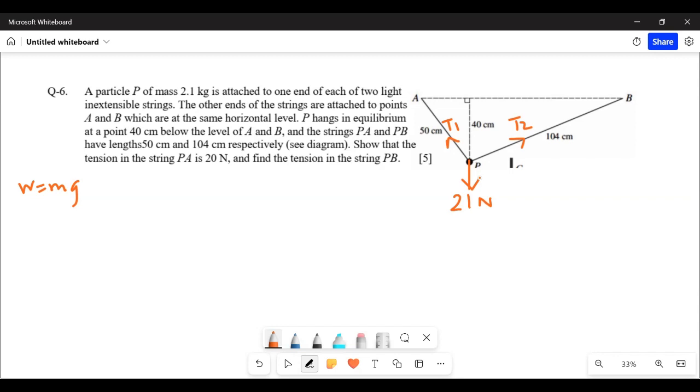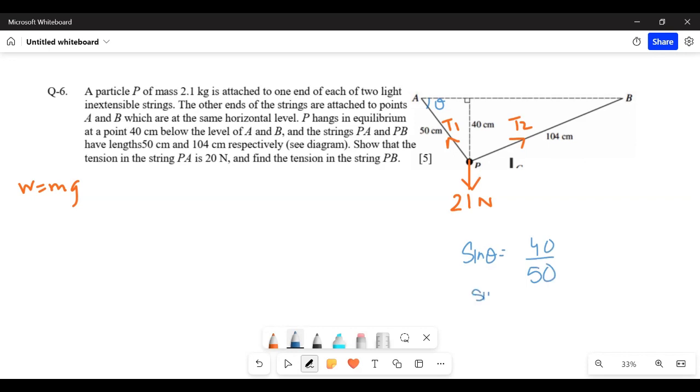Okay, so let's resolve the tension into its components, but for that we need some angles. There are no angles mentioned in the question, but we can find them using SOHCAHTOA or trigonometry. I can find this angle, that's going to be theta. Sine theta equals opposite over hypotenuse, or perpendicular over hypotenuse. So that means sine theta equals 4 over 5.